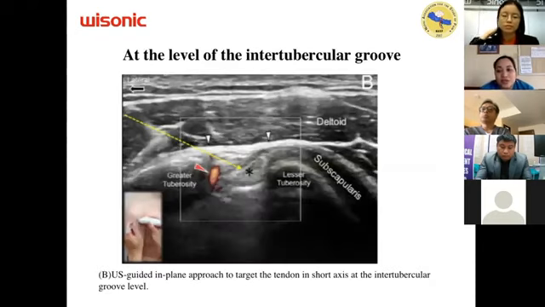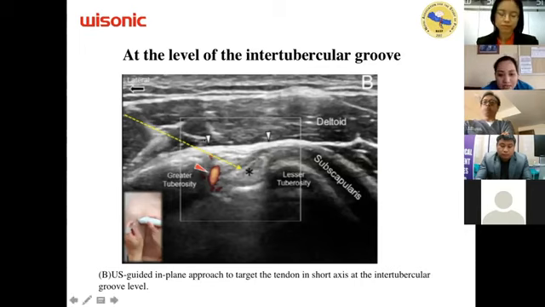So at the level of the intertubercular groove, this is the biceps tendon. This is the greater tuberosity, lesser tuberosity. This is the lateral part, and this is the medial part. Our needle will come from the lateral side to the medial side. We should always do a color Doppler before putting our needle in to detect the ascending branch of the anterior circumflex humeral artery, which lies in the same space. So your needle should avoid puncturing that artery. And then you puncture the tendon sheath and inject surrounding the tendon sheath.